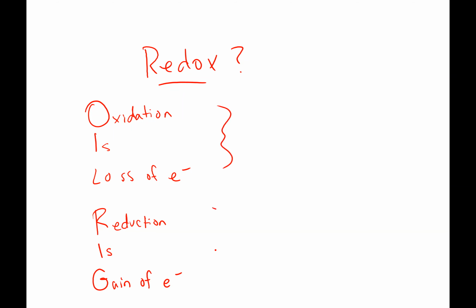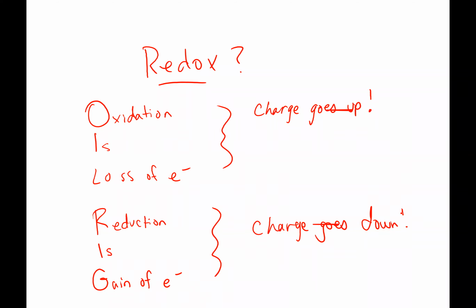So to summarize these things, oxidation is loss of electrons. That means your charge goes up. Reduction is gain of electrons. That means your charge goes down. Again, I know that can be confusing because you're thinking, reduction, why is it gaining electrons? Well, what's happening is when the chemical gains electrons, the charge decreases.